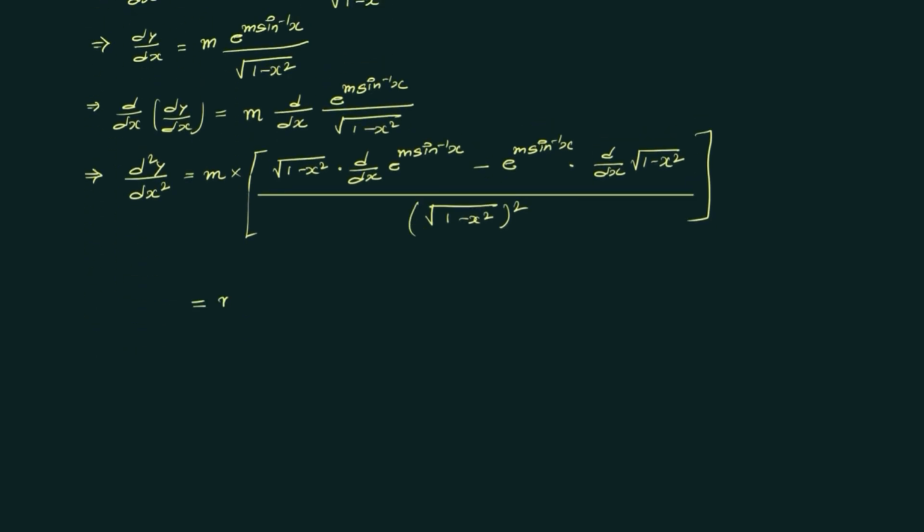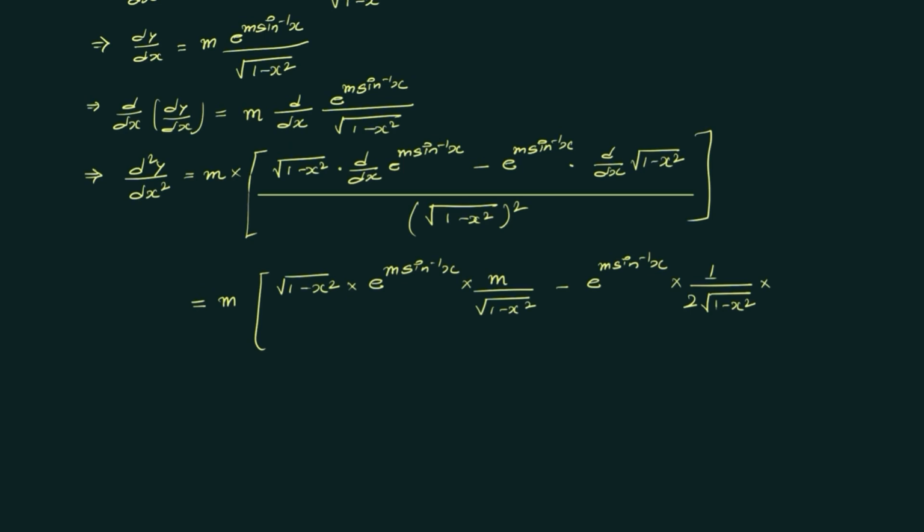So it will be equal to m, root over 1 minus x square into d/dx of e to the power m sine inverse x, which will be e to the power m sine inverse of x into m over root over 1 minus x square, minus e to the power m sine inverse of x into d/dx of root x, which is 1 by 2 root x, that is 1 minus x square, into d/dx of 1 minus x square, which is minus 2x, whole divided by 1 minus x square, as square and square root will get cancelled.